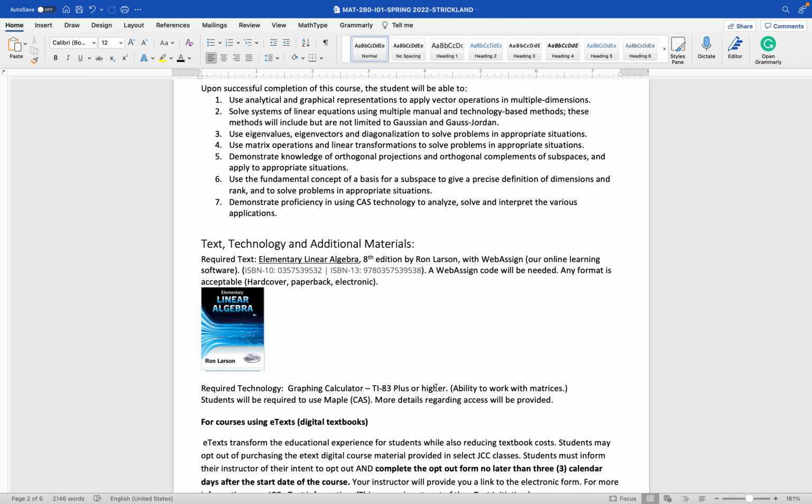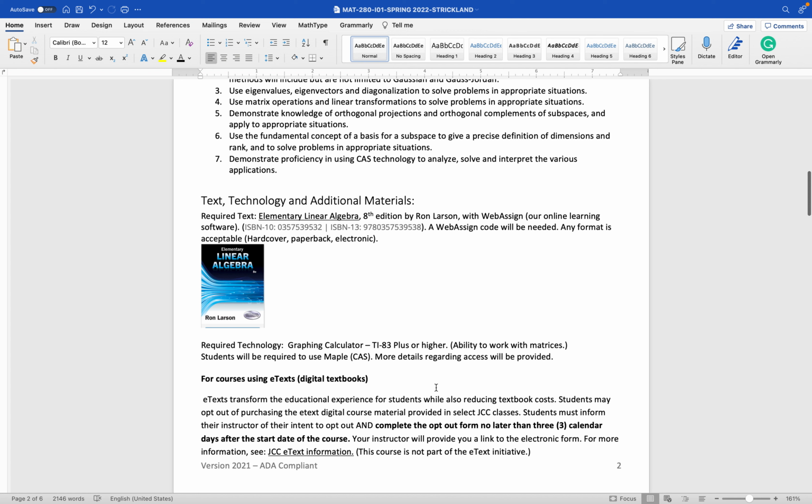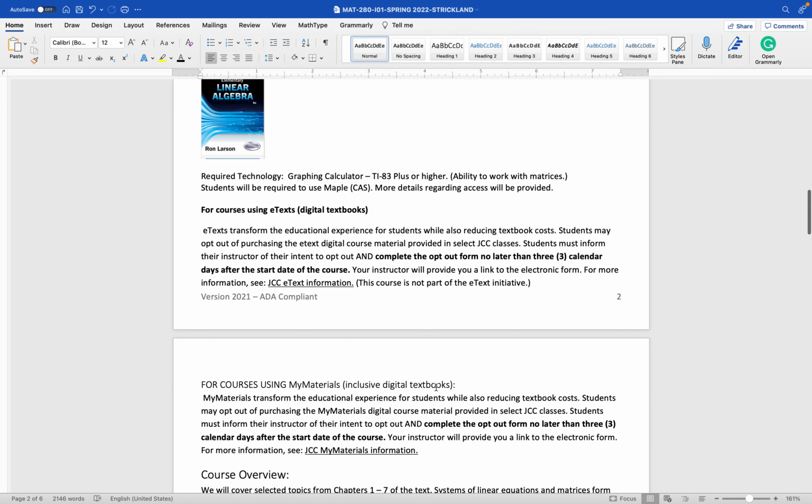Now for the text, technology, and additional materials. The required textbook is Elementary Linear Algebra, 8th edition, by Ron Larson with WebAssign, which is going to be our online learning software. For the required technology, you'll need a graphing calculator, typically common models along the lines of the Texas Instruments TI-83 Plus or higher. Students will also be required to use Maple, which will often be incorporated within the technological aspects of each lesson. More details regarding access will be provided.